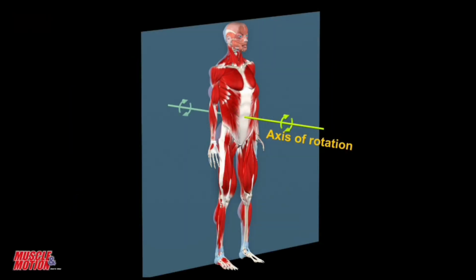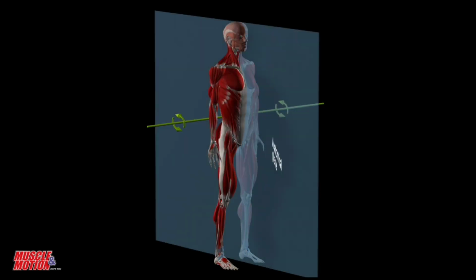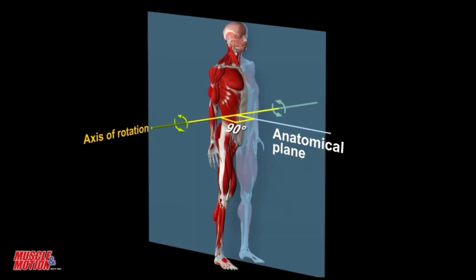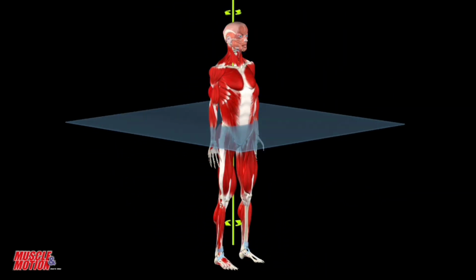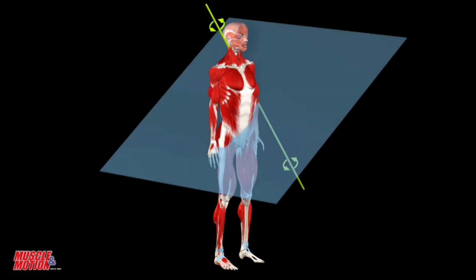Bones rotate around a joint in a plane that is perpendicular to an axis of rotation. An axis of rotation is an imaginary line that projects through the pivot or rotational point on a joint.